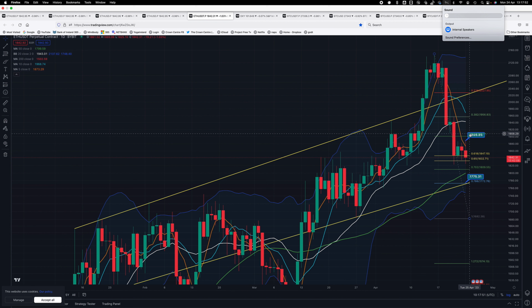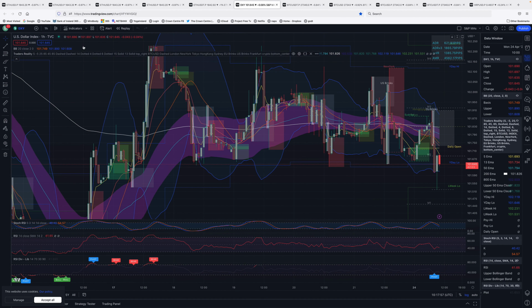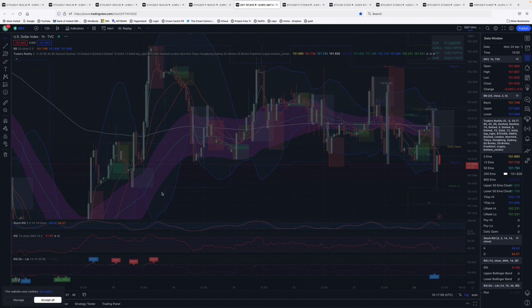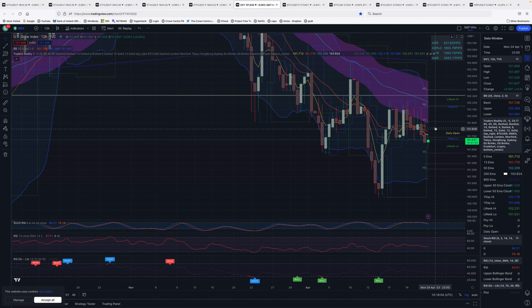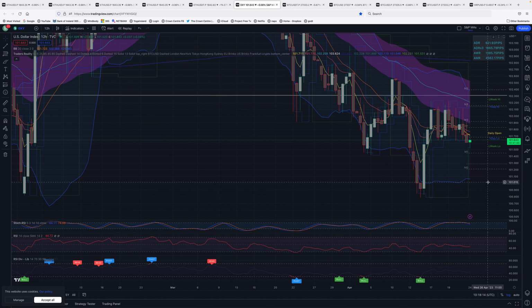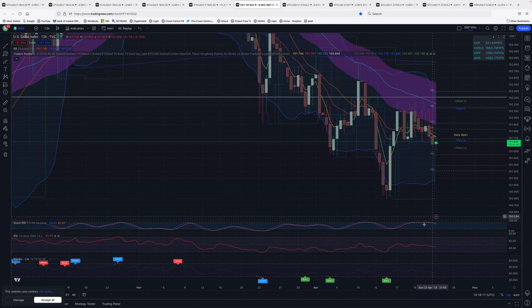Now, we'll have a look at the DXY for starters. I'm going to change to the 12-hour because it's a bigger time frame. So as you can see on the 12-hour, it has lost the support of the midline of the Bollinger, the 20 MA. It's lost the 5, it's lost the 13, and it looks like it is heading down on the 12-hour. Now it was looking like it was going to go back up and test the 50 EMA. It hasn't managed to do so.